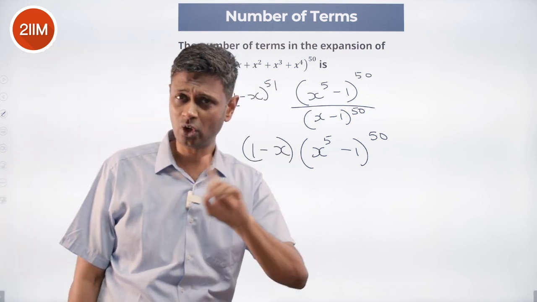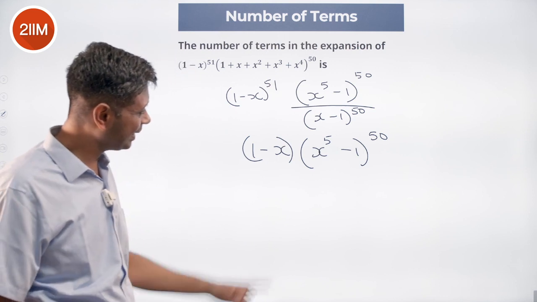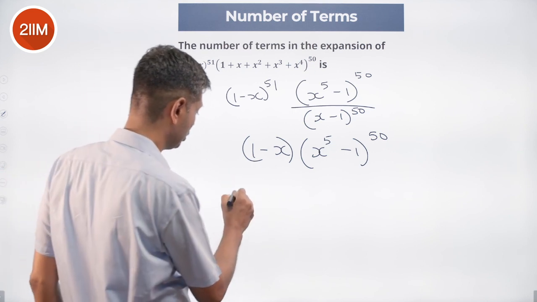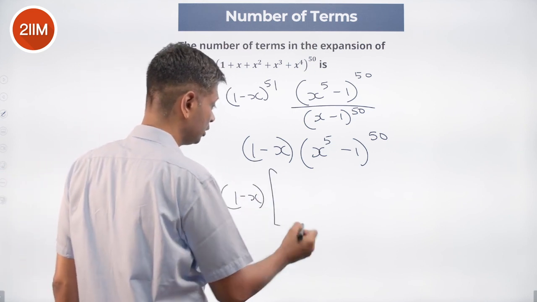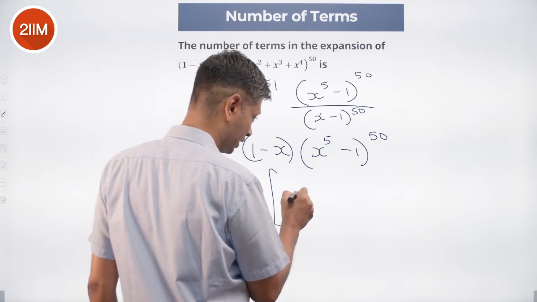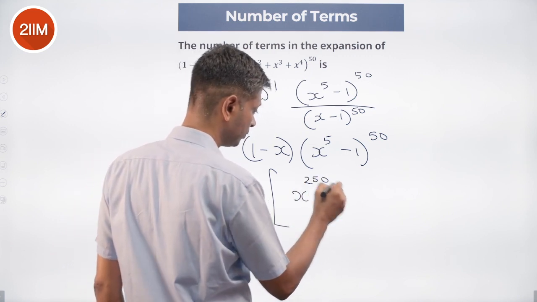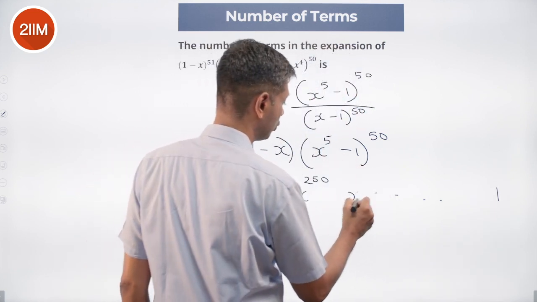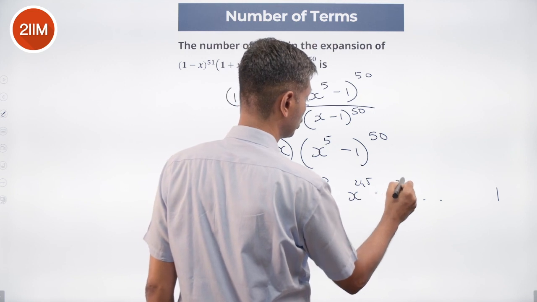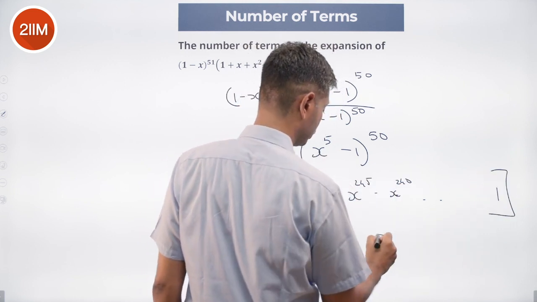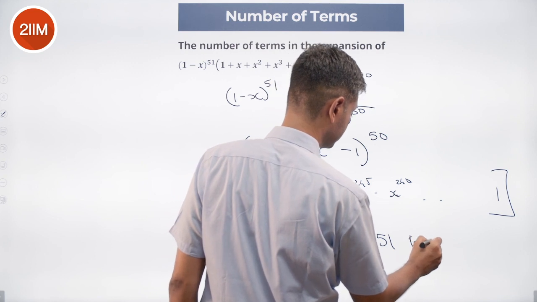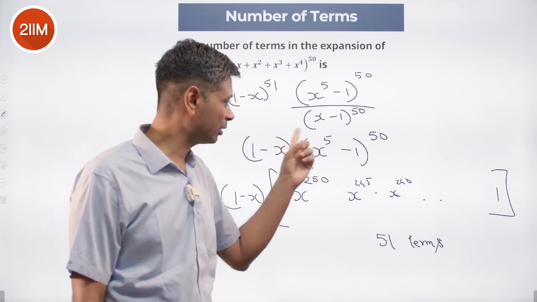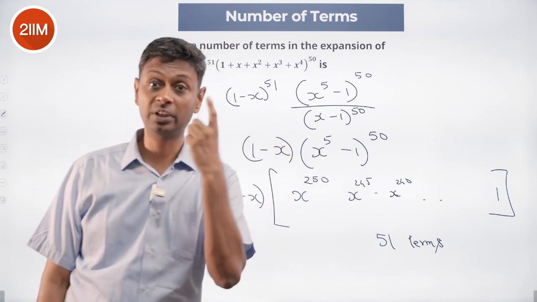Not yet done, mind you, not that easy. So we say, hey, this I can expand. Our typical binomial expansion thing. So this will be 1 minus x into, there will be an x power 250 term and there will be a 1 term. After that, there will be an x power 245 term, x power 240 term. There will be a total of 51 terms. So x power 5 minus 1 whole power 50, 51 terms will be there in that expansion.